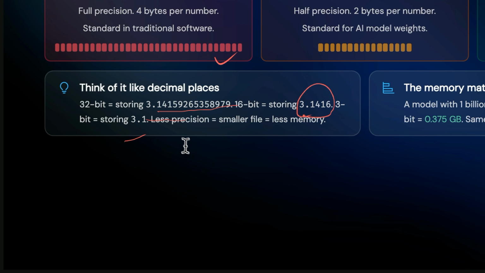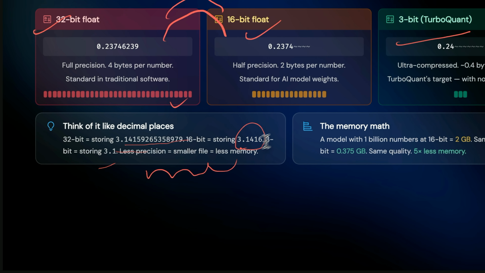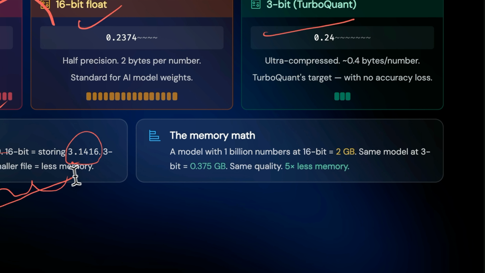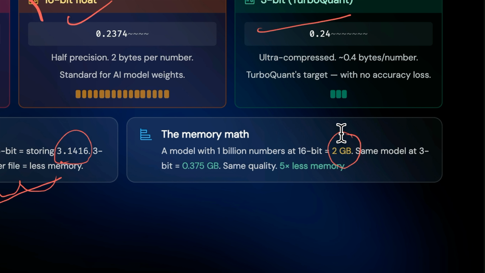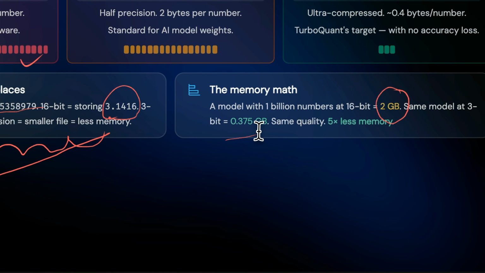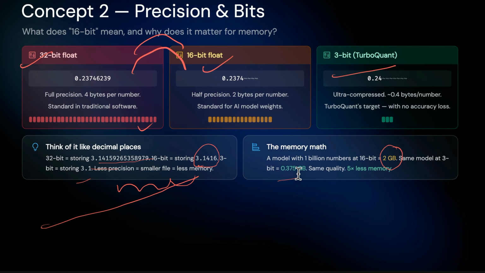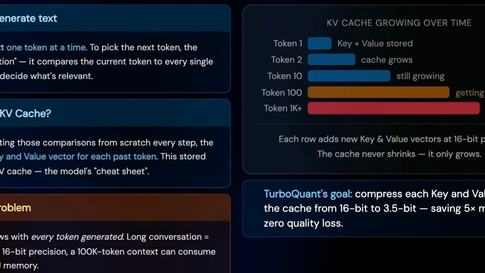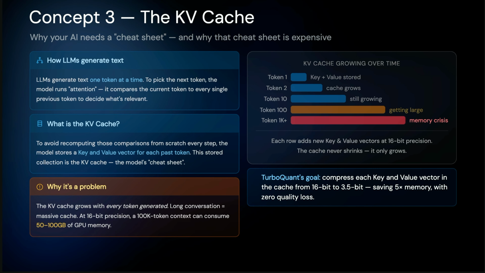So lesser precision means smaller file and less memory. For example, if you do a simple math, a model with 1 billion numbers at 16-bit will be 2 GB, right? Whereas the same model at 3-bit will be 0.37 gigs. So we are reaching the same quality but with 5x less memory. Now let's proceed with the third concept, that is the KV cache.